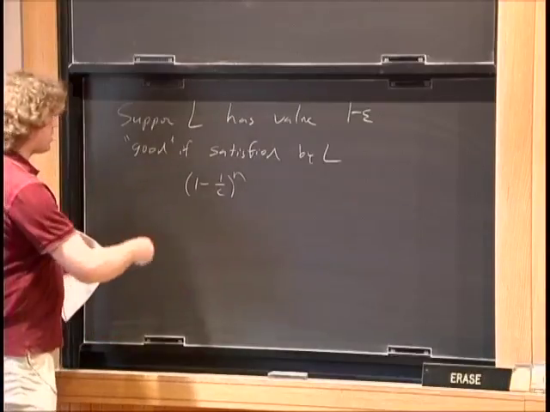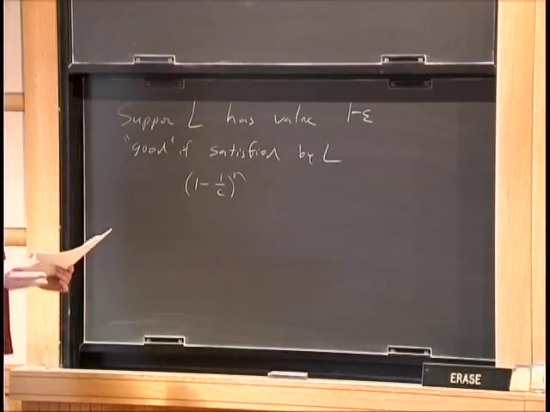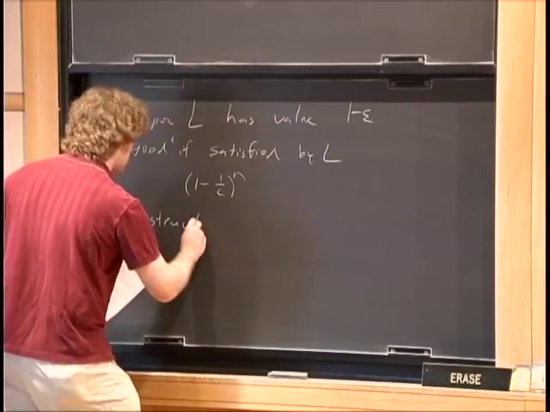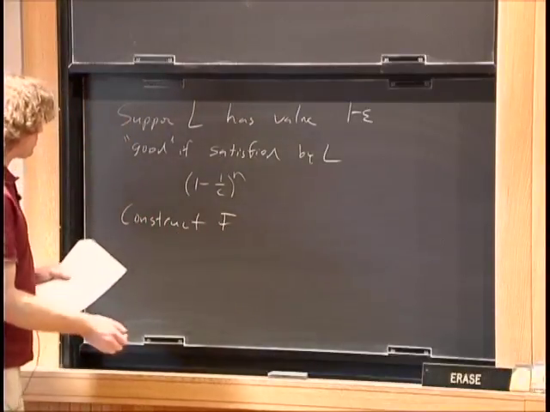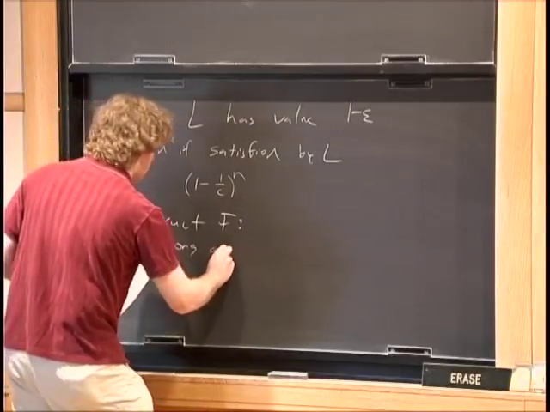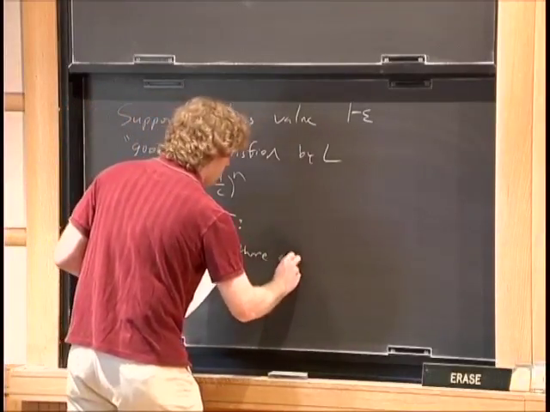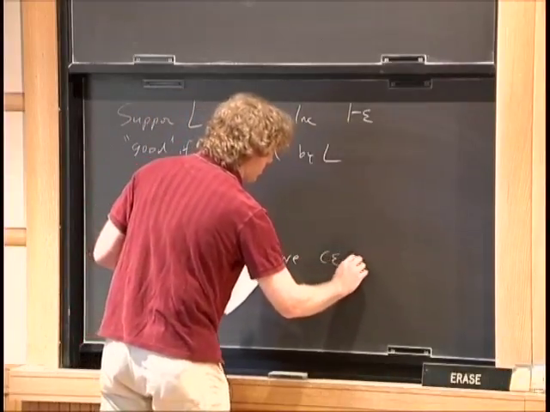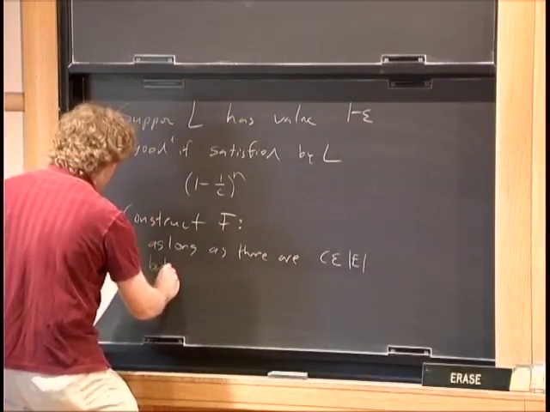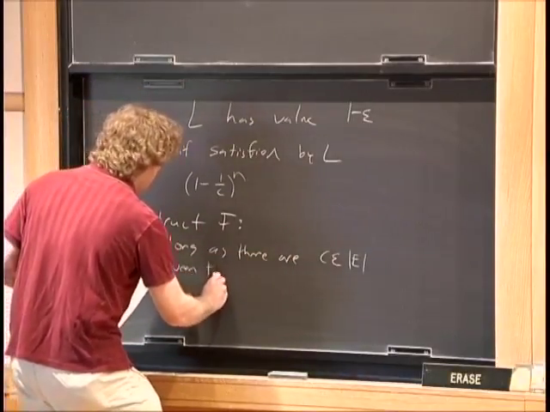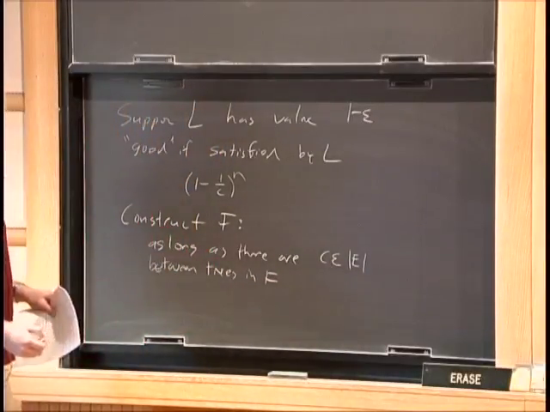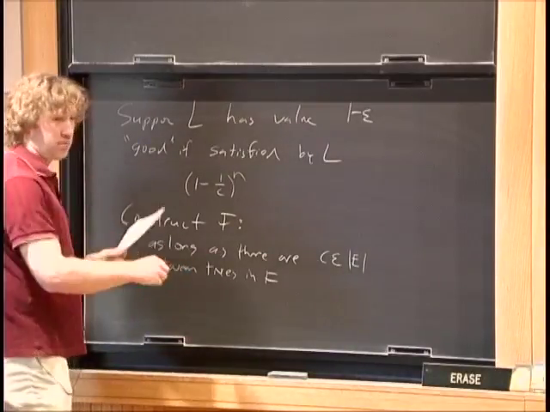And what we'll do is we'll construct a forest F in G. So as long as there are at least C epsilon fraction of edges between trees in F, we add a random edge between trees.